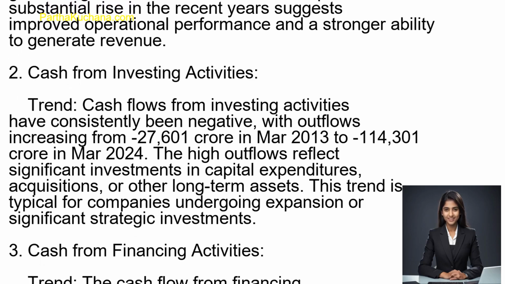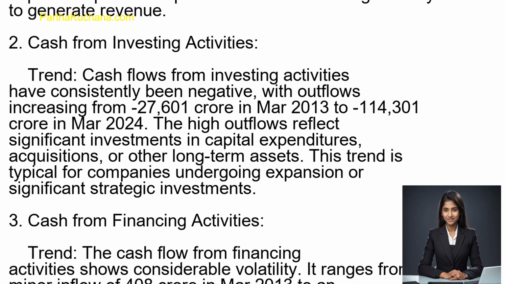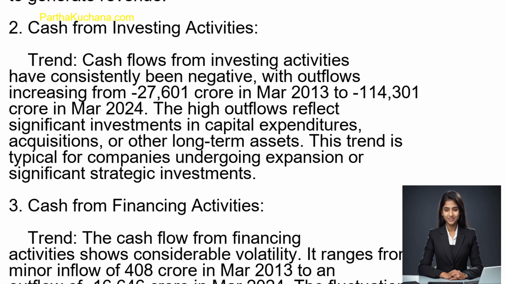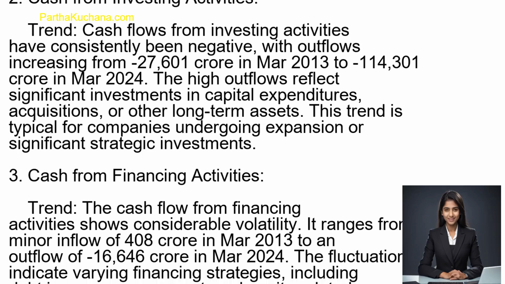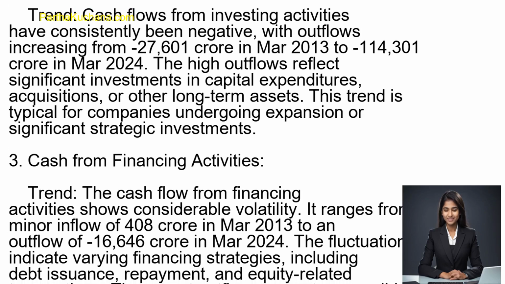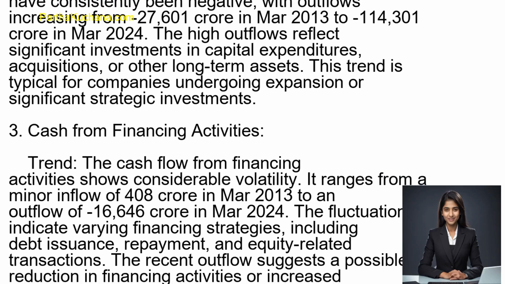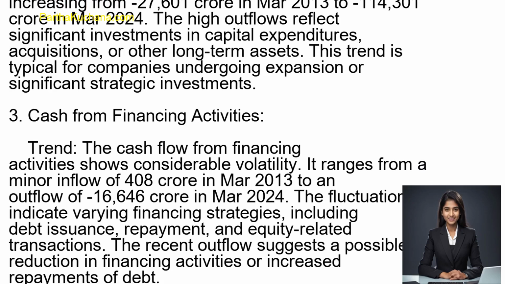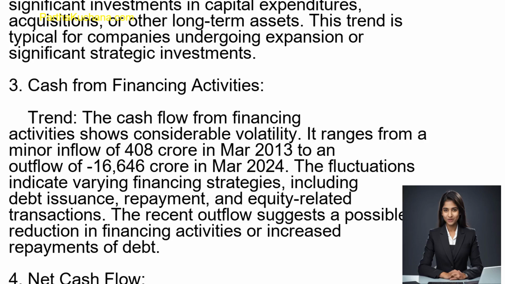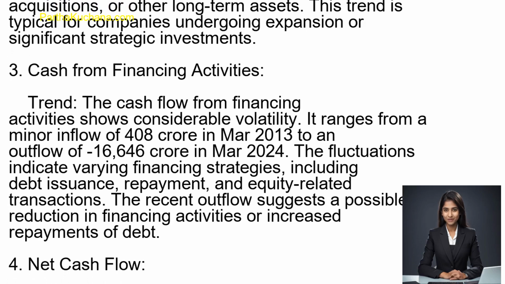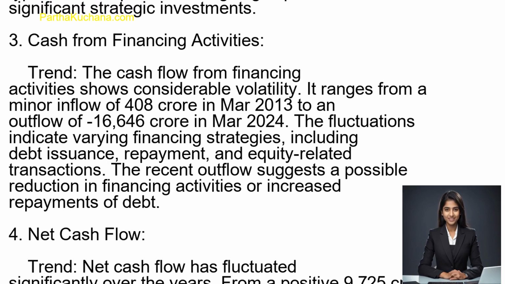3. Cash from financing activities. Trend: the cash flow from financing activities shows considerable volatility. It ranges from a minor inflow of 408 crore rupees in March 2013 to an outflow of negative 16,646 crore rupees in March 2024. The fluctuations indicate varying financing strategies, including debt issuance, repayment, and equity-related transactions. The recent outflows suggest a possible reduction in financing activities or increased repayments of debt.